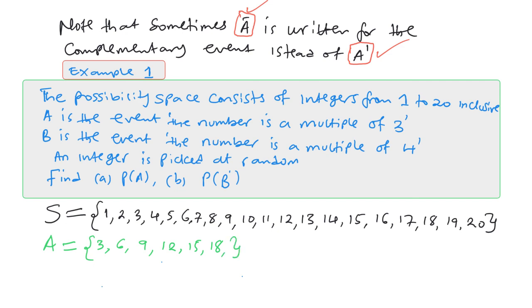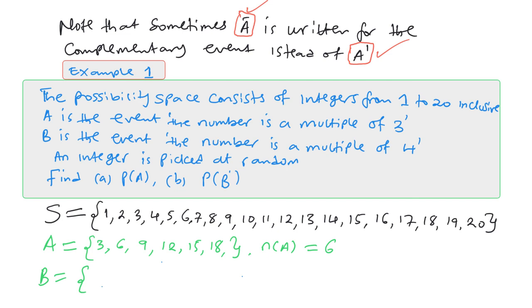So in this event, the number of A is, we count them: 1, 2, 3, 4, 5, 6. There are 6 elements from that sample space of integers from 1 to 20. Now B is another event defined from the same sample space. It is the event that the number is a multiple of 4.